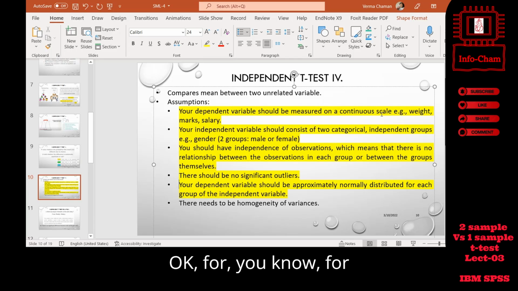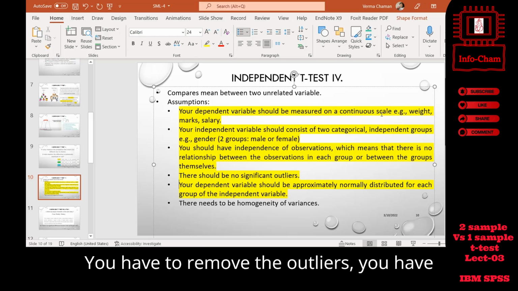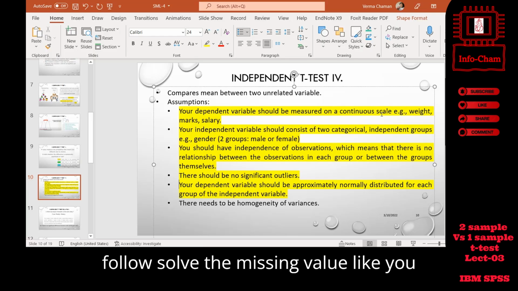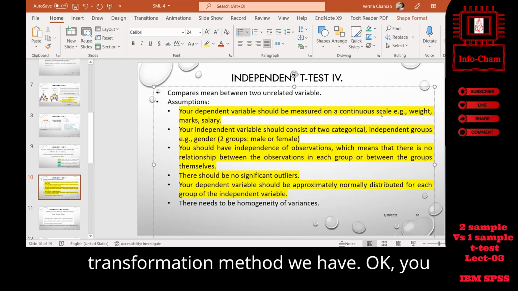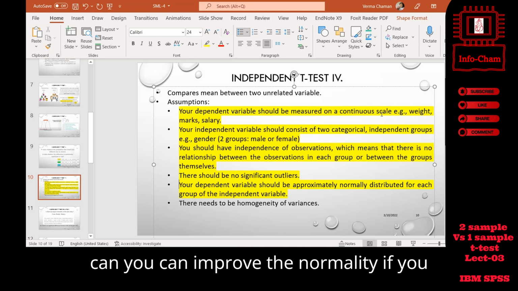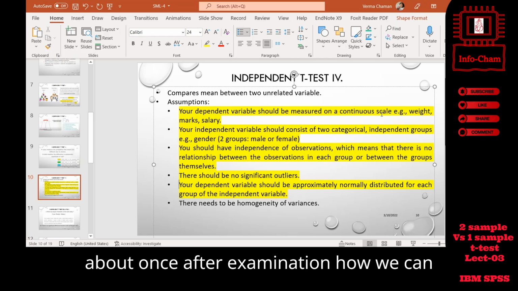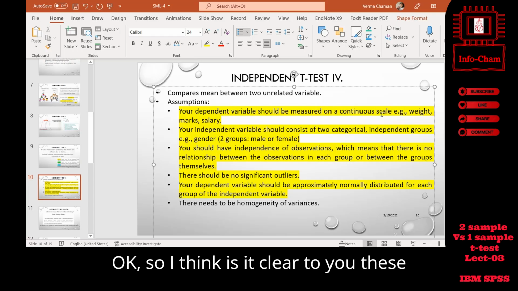For making data normal, there are options. You have to remove the outliers, you have to clean your data, you have to solve the missing values, like with the mean, or maybe you can use some transformation method we have. You can improve the normality if you use a transformation with some mathematical term. Maybe I will talk about once after the examination how we can transform our data, which is important. So, is it clear to you?